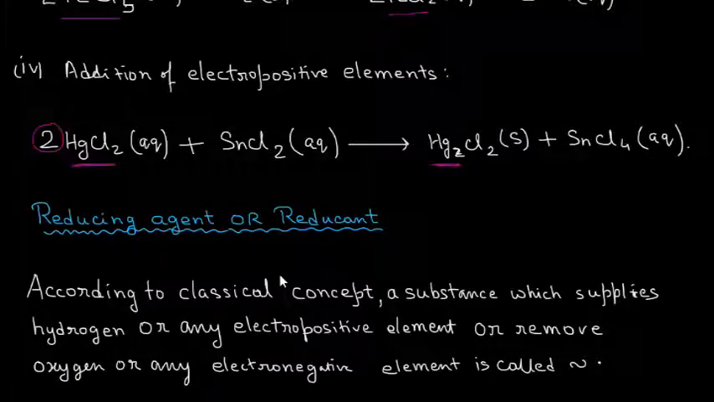Now comes reducing agent or reductant. Like oxidizing agent and oxidant, it is just the opposite of that. So what is reducing agent or reductant? According to classical concept, a substance which supplies hydrogen or any electropositive elements or removes oxygen or any electronegative elements are called reducing agent or reductant.